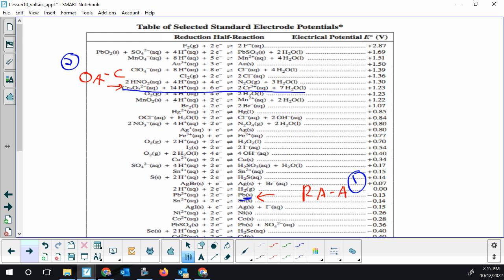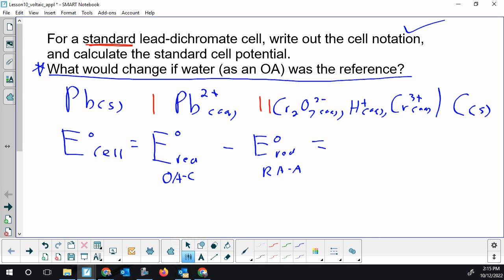Reduction potential of the dichromate is 1.23 positive. The lead is negative 0.13. That's all you need to grab. So again, a lot of voltaic can be done without writing stuff down. We got to watch our signs.